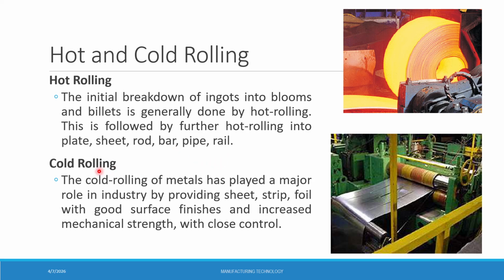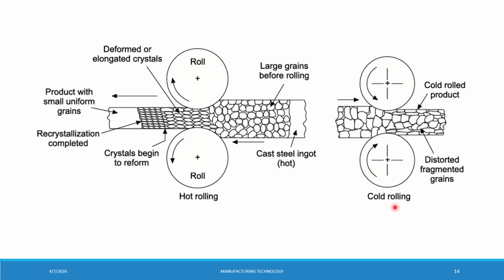And then in the cold rolling process, what we usually do is, after the hot rolling is done, the material still does not have a very good surface finish. Usually oxides form on the top and the bottom. Sometimes there are a few cracks, sometimes there are other aspects which you don't want. So you take the material at room temperature and pass it between rolls. The surface finish is automatically improved, the mechanical strength increases, and there is close control of the size or the dimension of that particular sheet metal component.